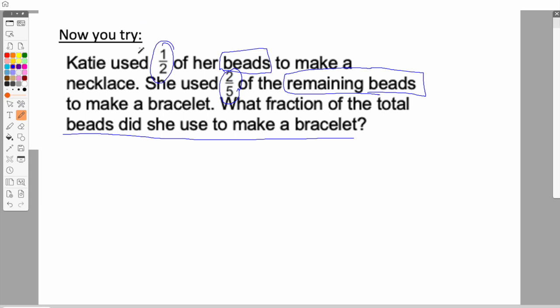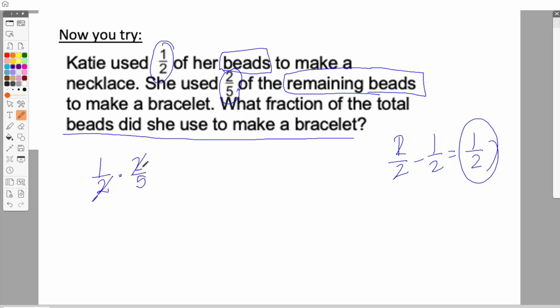If she used half already, how much does she have left? She has half her beads. So she had half remaining because she already used the first half here. It happens to be an equivalent fraction, so we don't have to do 2 over 2 minus 1/2. We know that half is 1/2 times 2/5. Again, I can cross reduce. I can divide by 2 here, 2 divided by 2 is 1, and the 2 over here divided by 2. And I have 1/5 of her total beads to make the necklace.